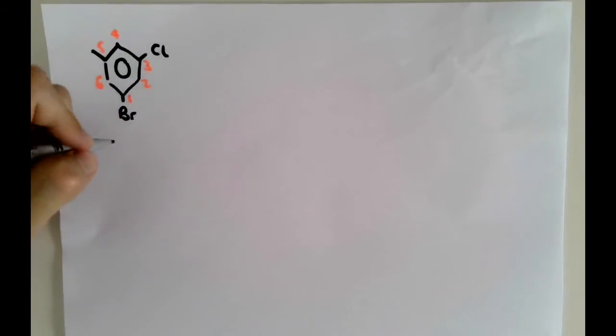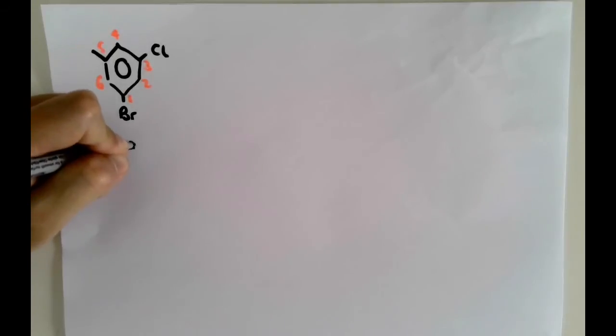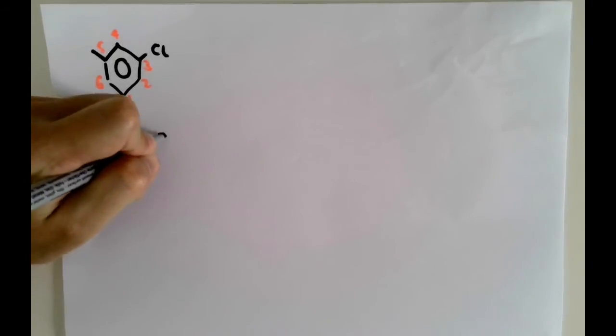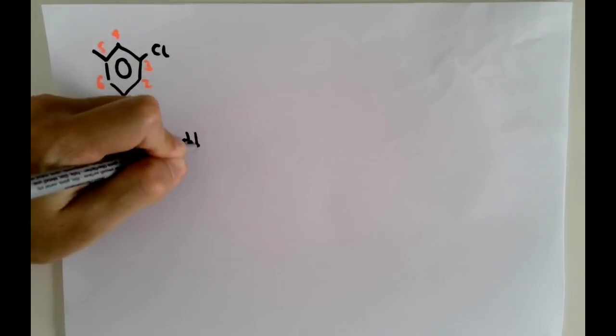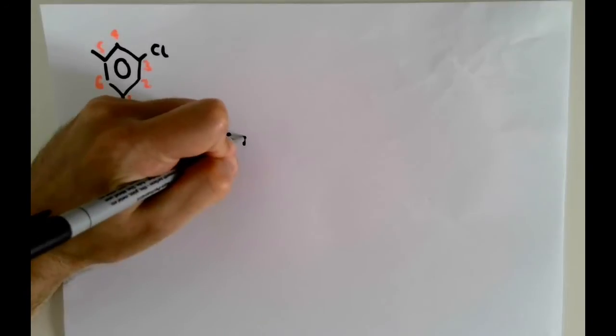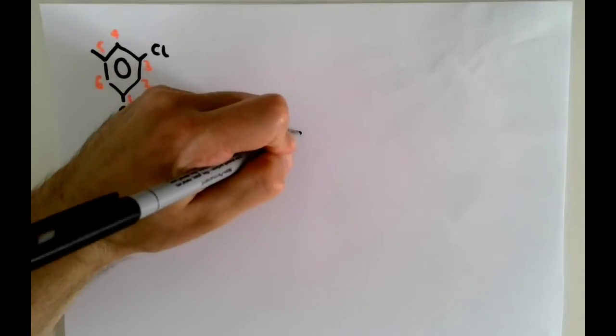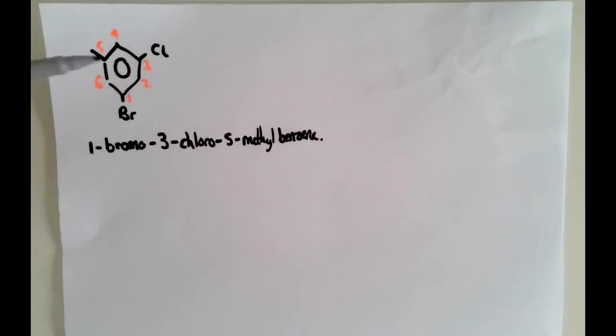And then this one would be called 1-bromo-3-chloro-5-methylbenzene, which is a massive name, but there's 3 substituents, so you'd expect a slightly longer name.